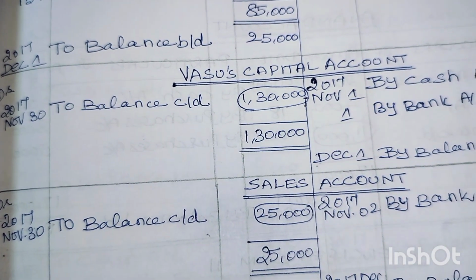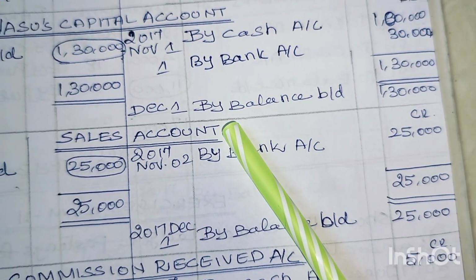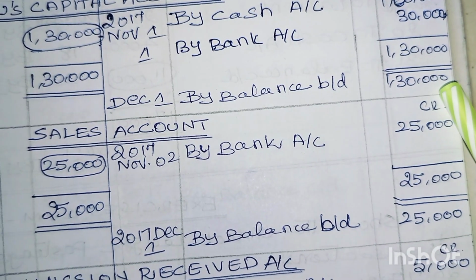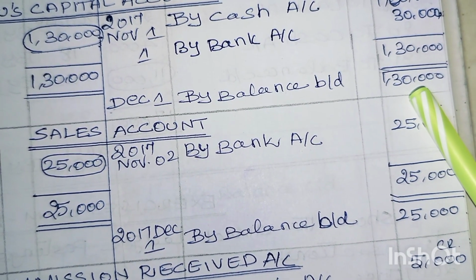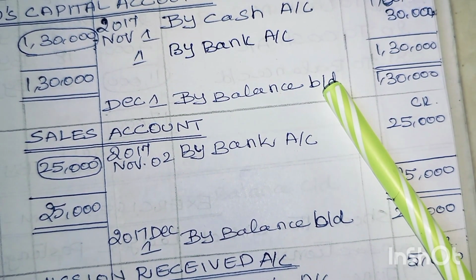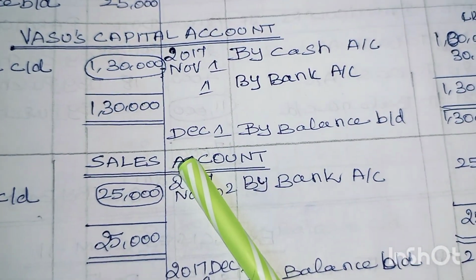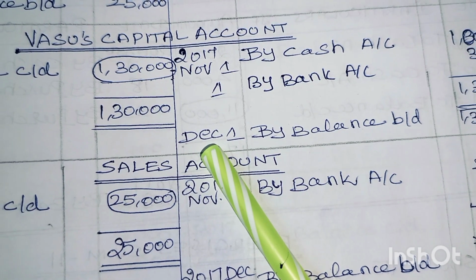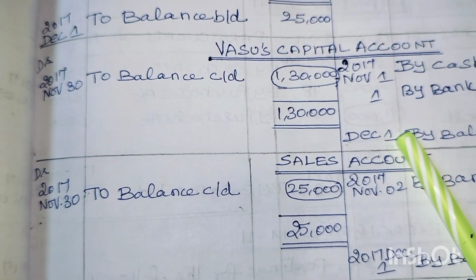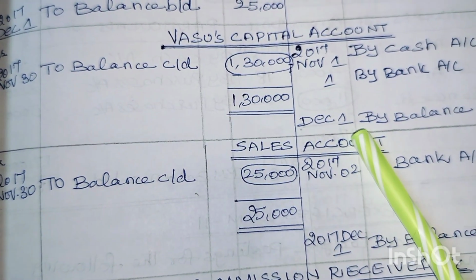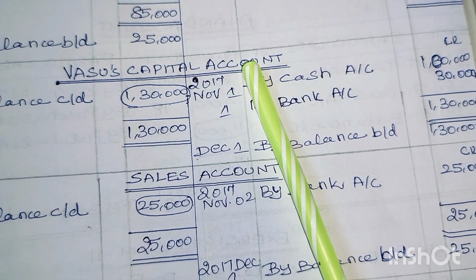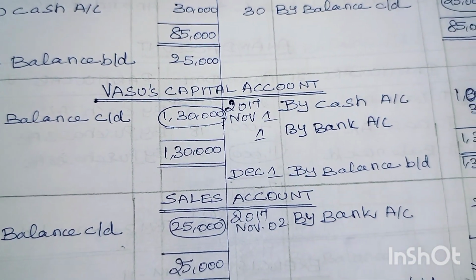Then the amount carried has to be brought down to the opposite side, and is entered below the total. We enter the difference below the total on the opposite side. Then balance brought down is entered against the difference, and in the date column we write the first date of the next accounting period. What is the first day of the next accounting period? December 1. This is the opening balance of Vasu's capital account. So Vasu's capital account is completed and posted.